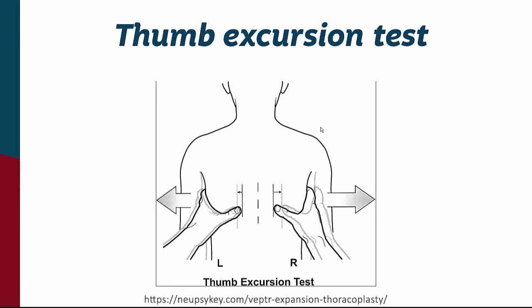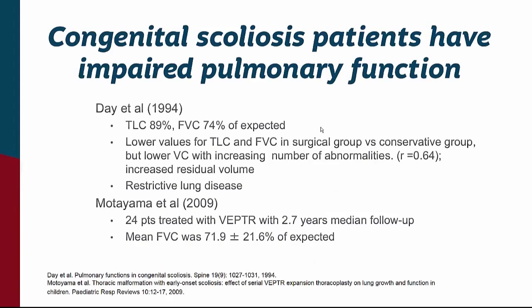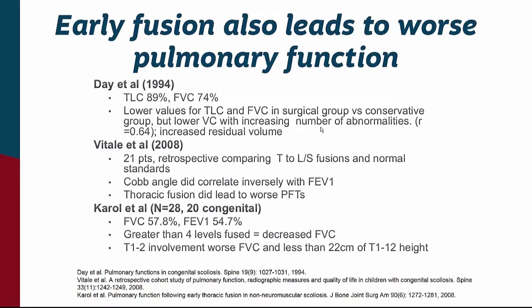The thumb excursion test is a physical exam where you can place your hands on the chest and, with inspiration and expiration, measure the distance and spread. But ultimately, pulmonary function tests are the best way to assess this. Congenital scoliosis patients do have impaired pulmonary function. Several papers have looked at their pulmonary function compared to age-matched cohorts and found that thoracic lung capacity as well as FVC and FEV1 are decreased, even post-treatment.